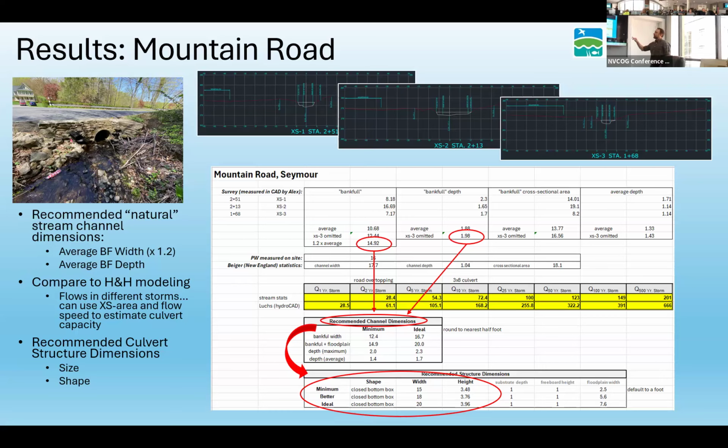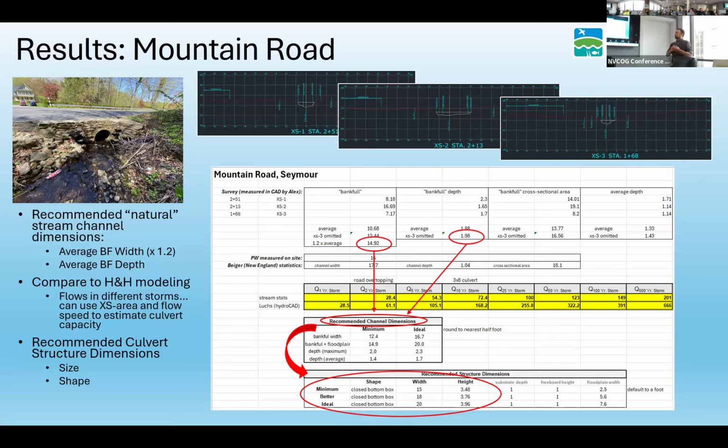We came up with those dimensions, and then based on those dimensions, we come up with the recommended culvert structure dimensions. So what size and shape of a culvert structure will accommodate that ideal stream? In this project, we had a good, better, best approach. For this specific site, the ideal situation would be a 20-foot wide culvert that was about 4 feet in height.